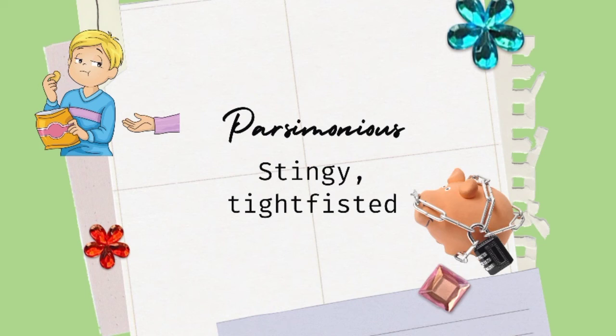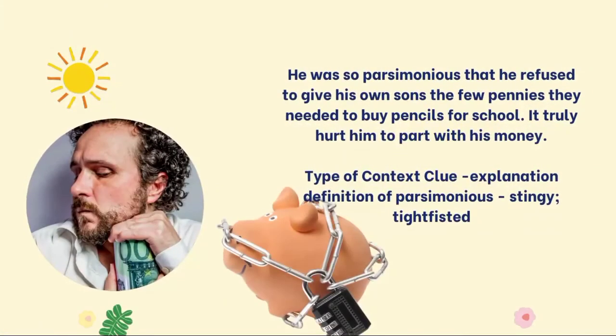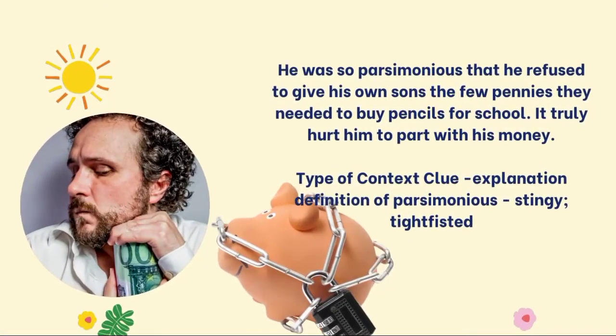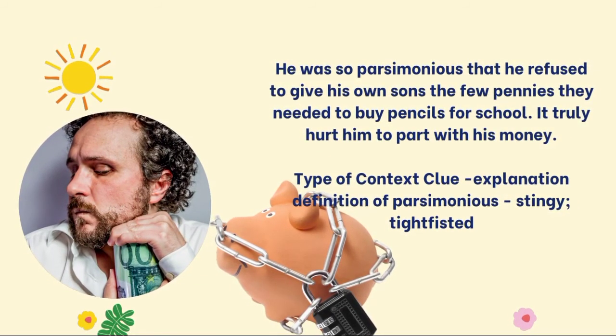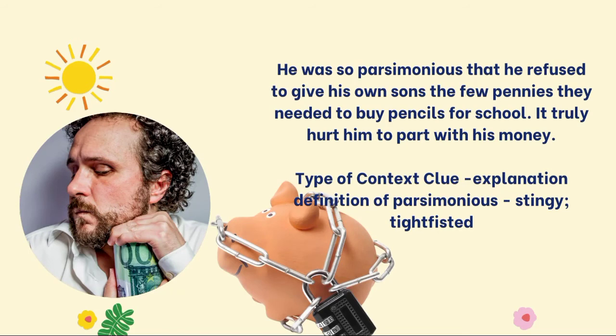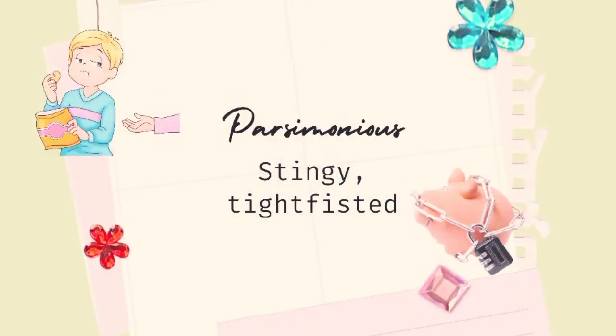Explanation. Correct. This father is so stingy, he's tight-fisted, that, you see, he's explaining that he refused to give his own children the few pennies they needed to buy pencils for school. And it's added an additional fact. It truly hurt him to part with his money. Good, you're doing a good job. Shows that you understand. Good job.